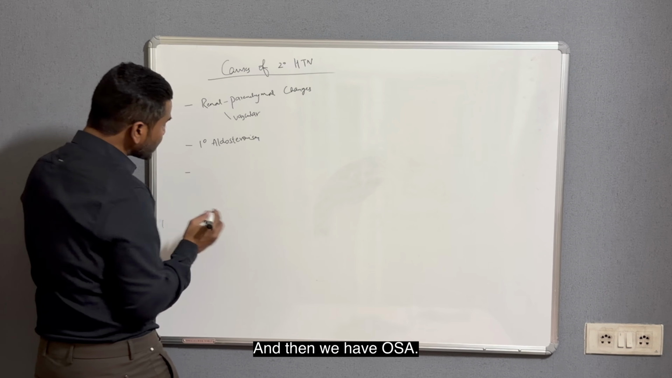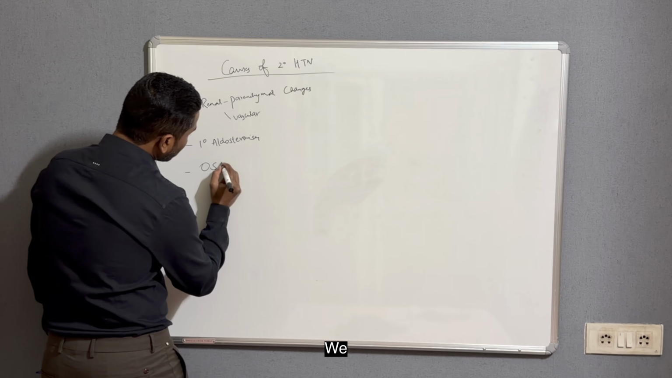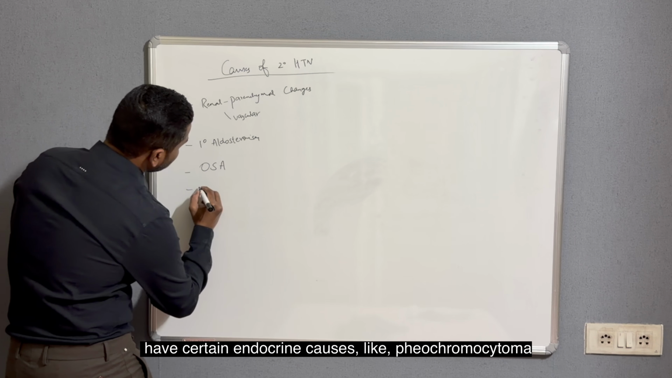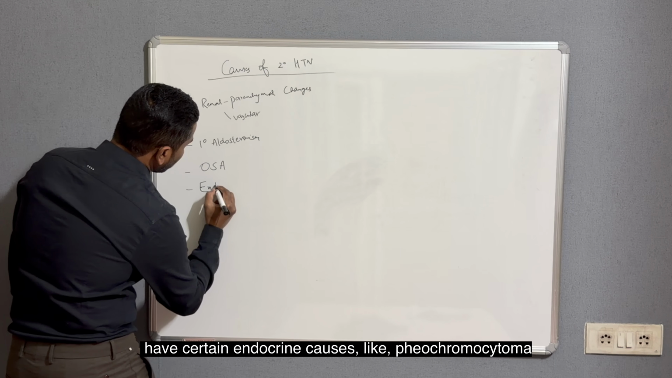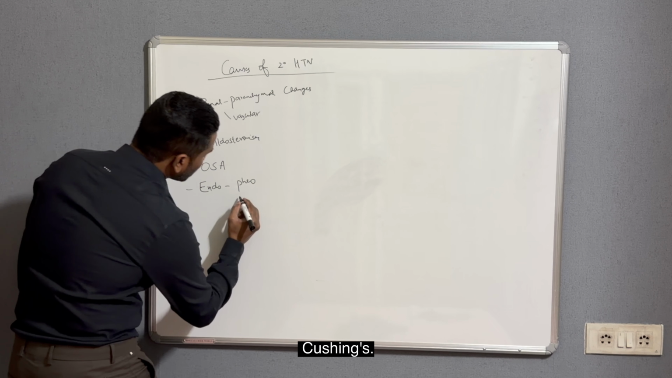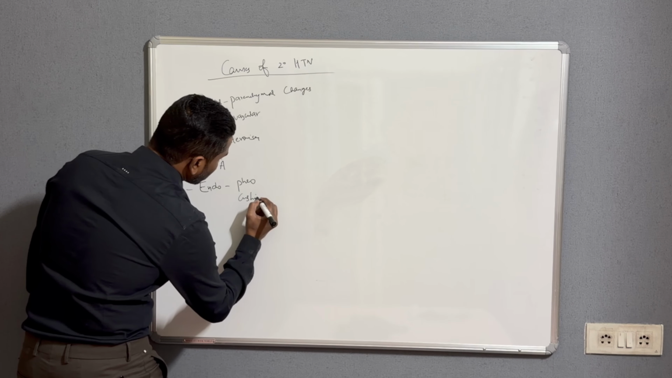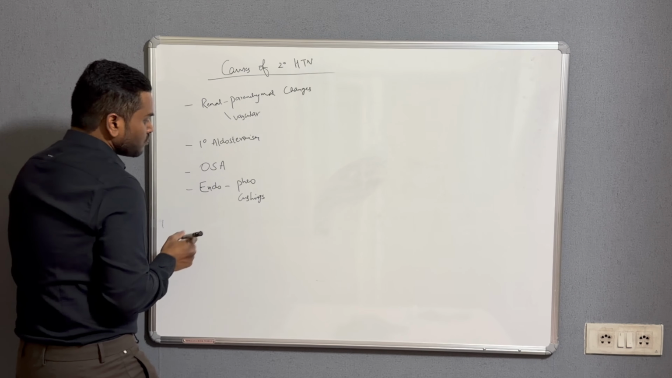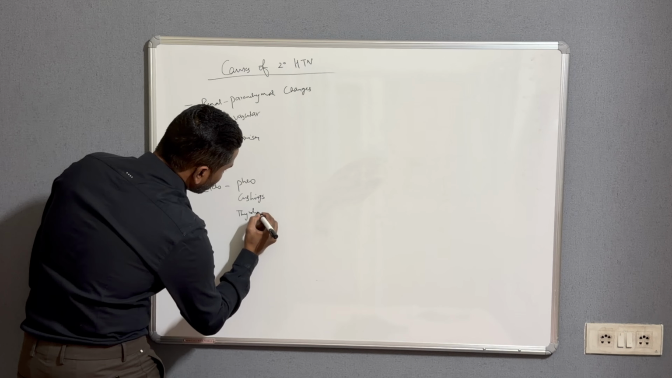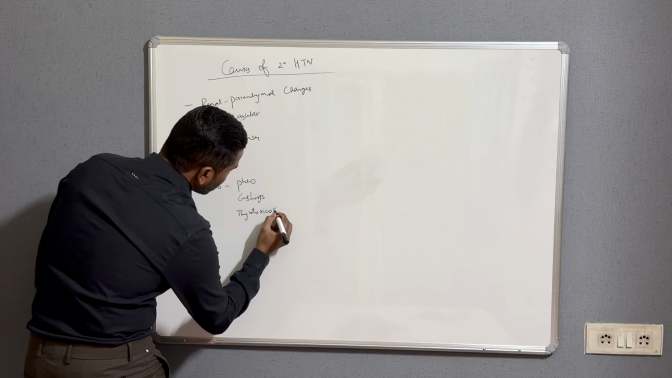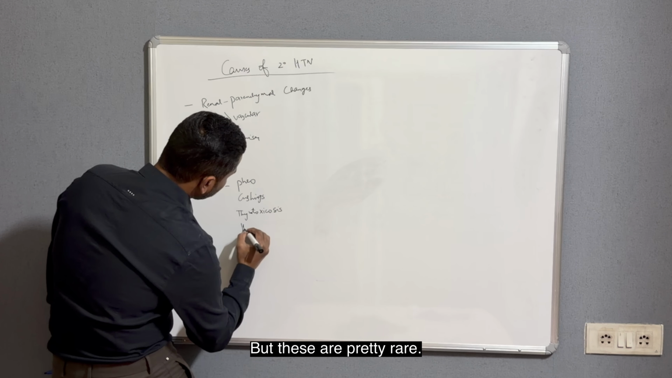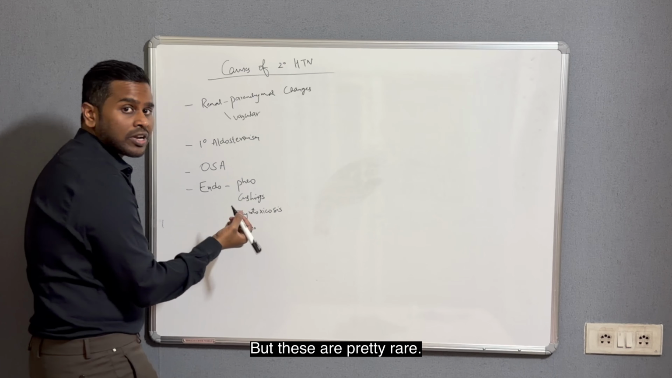And then we have OSA. We have certain endocrine causes like pheochromocytoma, Cushing's, thyrotoxicosis, also hypothyroidism, but these are pretty rare.